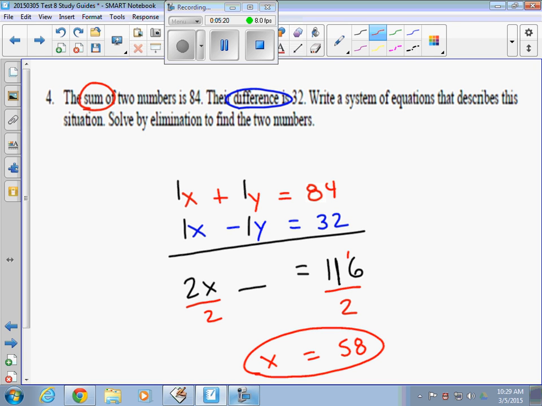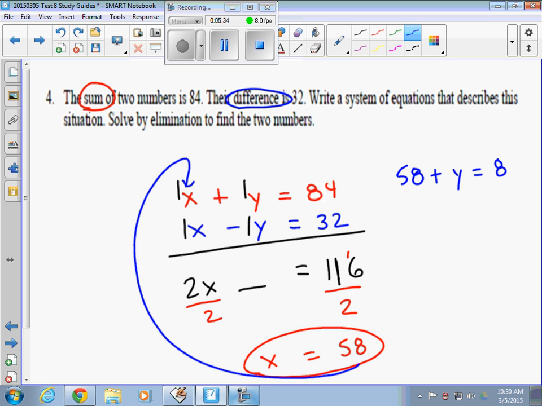In order to find out what the other number is, just sub that 58 back in place of x in one of the equations. They look the same. You could have used the bottom equation just the same. 58 plus y is equal to 84. And then to get y by itself, subtract both sides by 58 since this one's positive. 84 minus 58. 14 minus 8 is going to be 6. 7 minus 5 is 2. So your y value is 26. So the two numbers are 58 and 26.